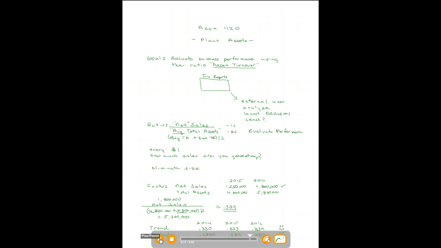Ratio analysis is like that. You look at things and you decide if they make you warm and fuzzy or cold and prickly. This is a way we have of evaluating how well we think we're managing our total assets, how able we are to turn them into sales dollars.